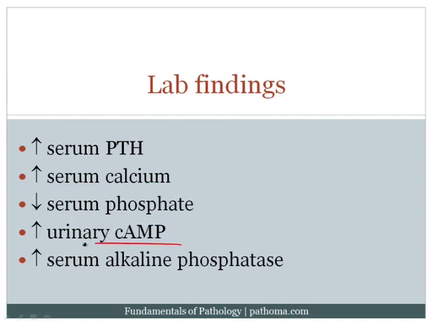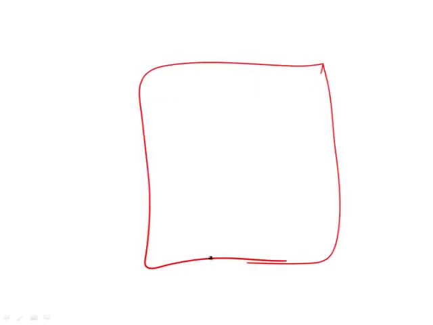You can also have an increased urinary cyclic AMP. This is very high yield for the board exam, so let me just review this physiology briefly. Remember that if this is the cell that's responding to the PTH, then you've sort of got this receptor here, and PTH will bind this receptor.